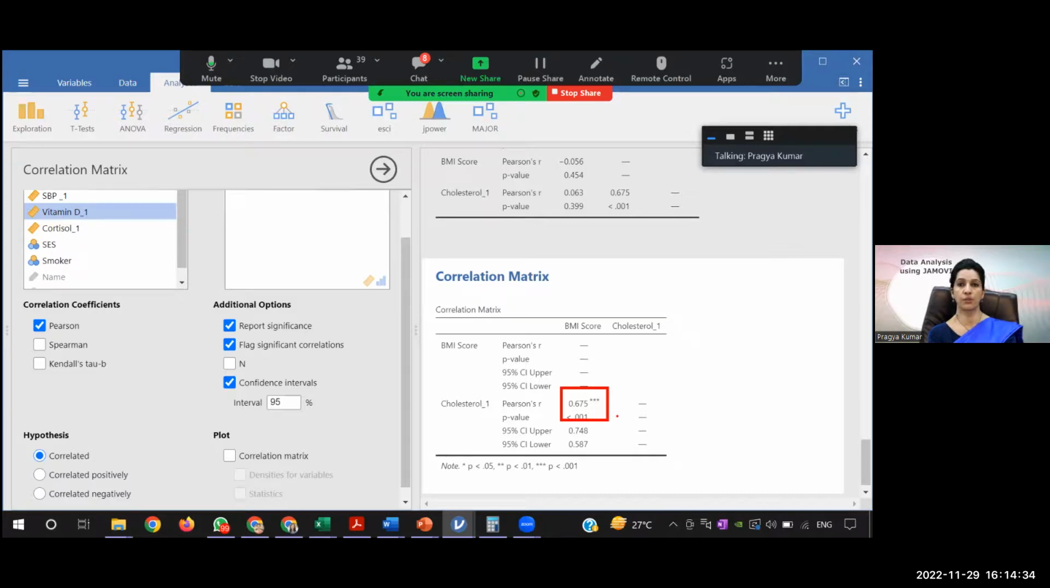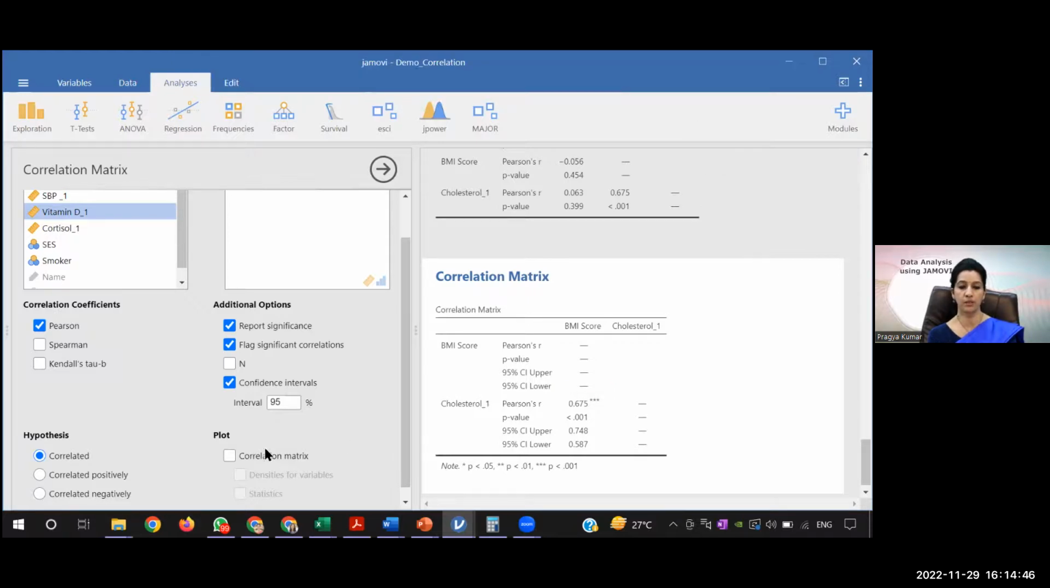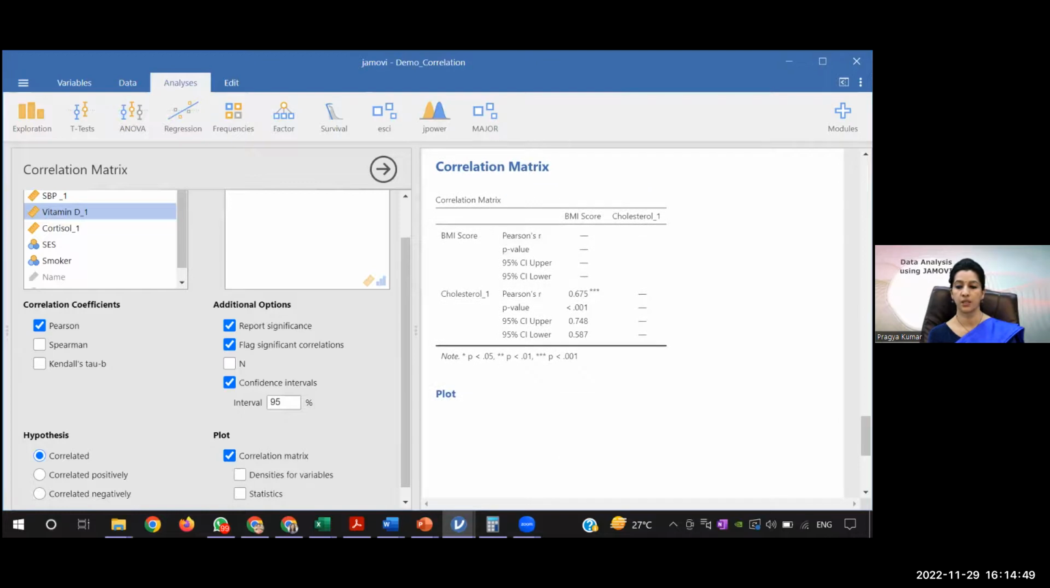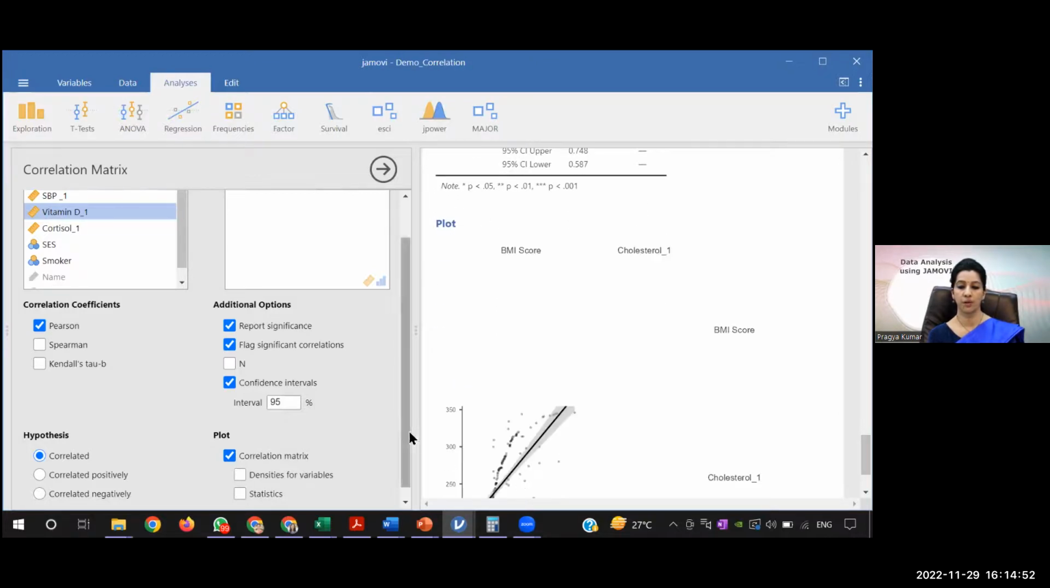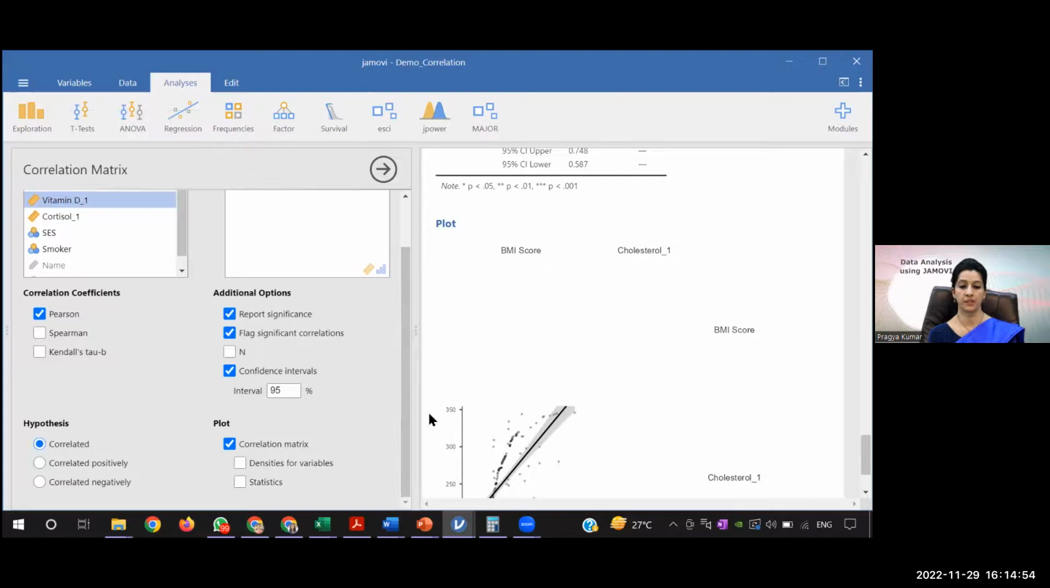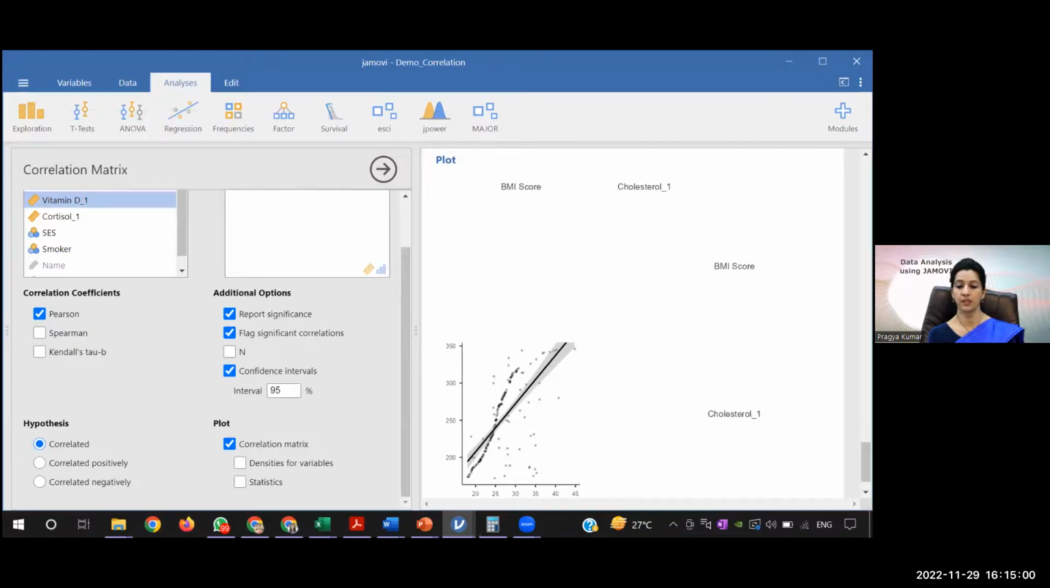That means it is a strong correlation because the value is more than 0.5 and the direction is plus. That means if you increase the BMI, cholesterol will also increase. And if you want to have a plot, you can click on this plot and you will get a correlation plot between cholesterol and BMI. So this is your simple bivariate correlation between two variables.